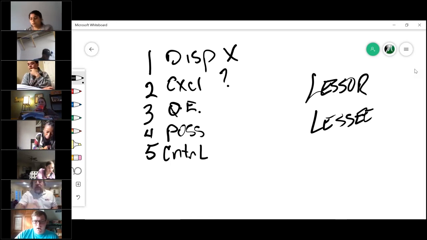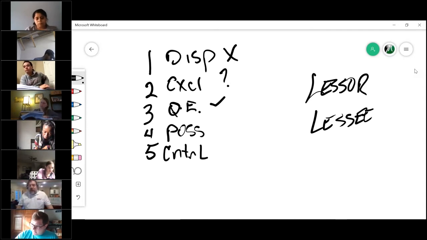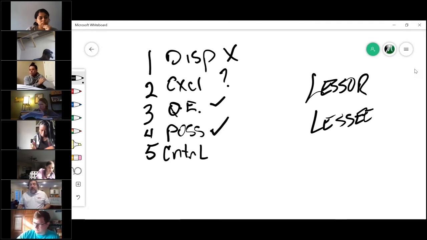Quiet enjoyment, yes. They have the right to be left alone and enjoy the property to its fullest extent. We are transferring that. Are we transferring possession? Most assuredly, that's the one they really want, is to be able to live in the house, because that's the whole purpose of this conveyance anyway, is to give someone a place to live. So now the question is, do we transfer control to them?